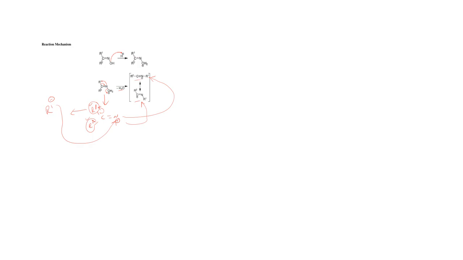So when both of these bonding electrons move towards the alkyl group R1, what will be the charge on this carbon atom? This carbon atom becomes positively charged. So let's have a look here. It becomes a positively charged species.